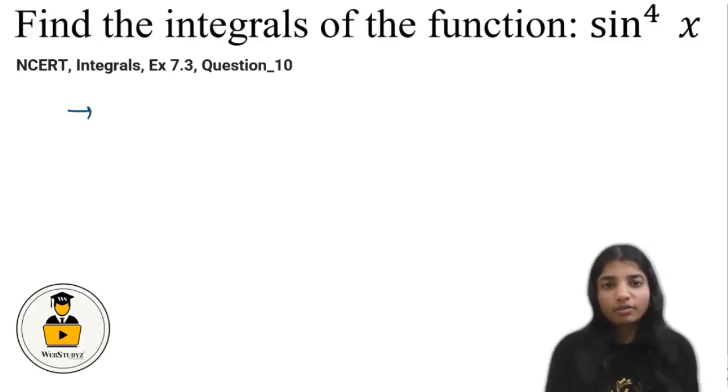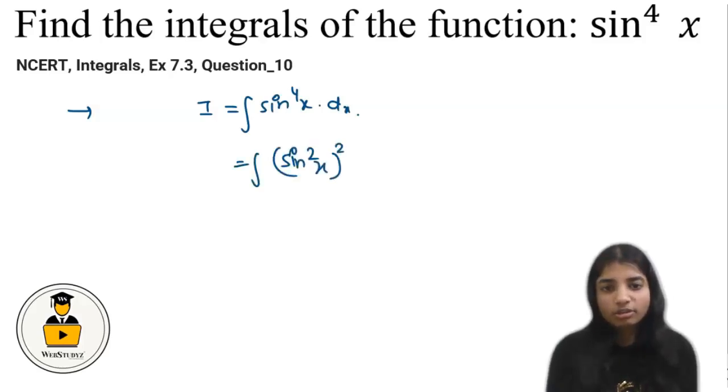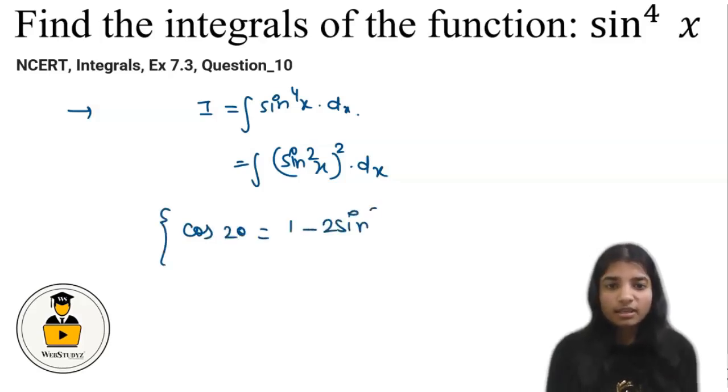In this question we have to find the integral of the function sine raised to the power 4 of x multiplied by dx. We can write this as sine square of x to its whole square multiplied by dx, and we know that cos of 2 theta equals 1 minus 2 sine square of theta. So sine square of theta equals 1 minus cos of 2 theta, divided by 2.